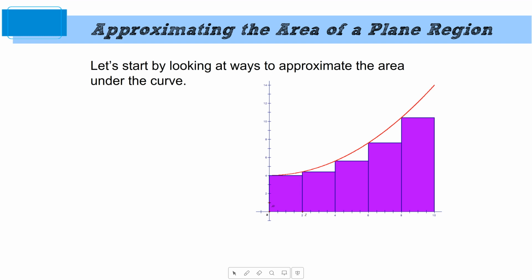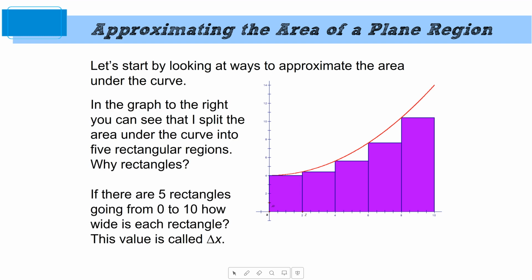Say again? Yeah. 10 divided by the number of rectangles. Okay. What if it didn't start at 0? What if it started at 2 to 10 and there were 4 rectangles? So we got rid of the one to the left. 10 minus 2 divided by the number of rectangles. Okay? Bingo. Ending point minus the starting point divided by the number of rectangles, and that's called delta x.